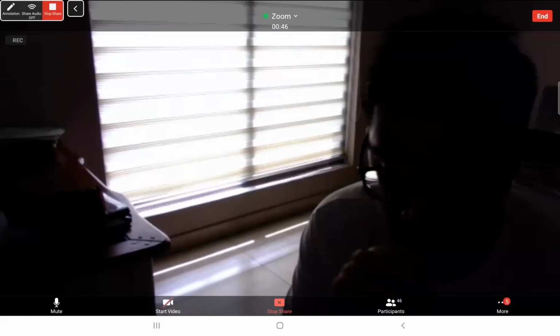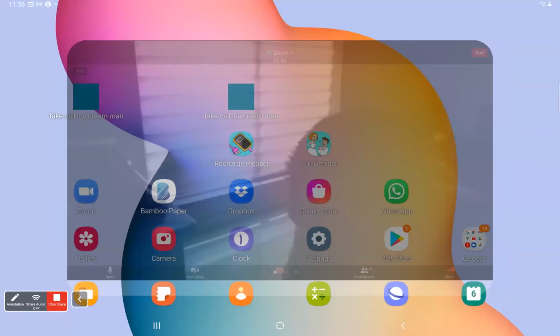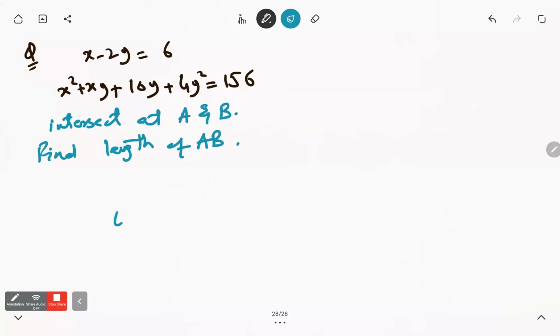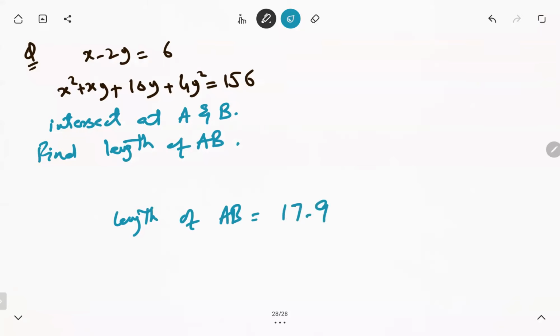17.89. Okay, right. So length of AB is 17.9. So correct to three significant figures, we can write 17.9.